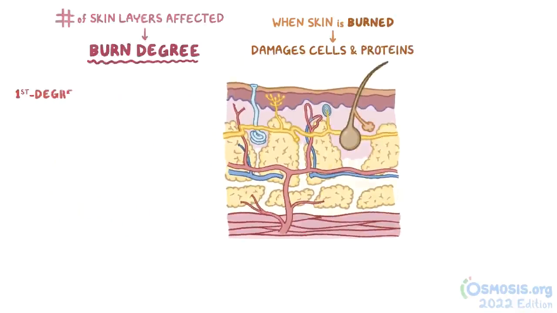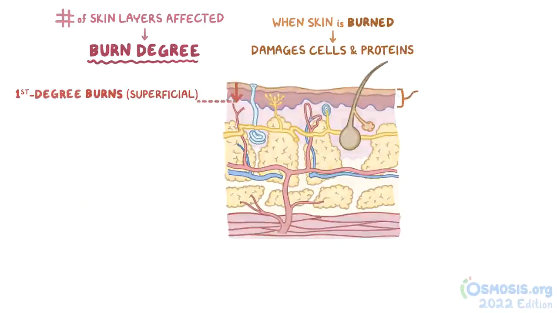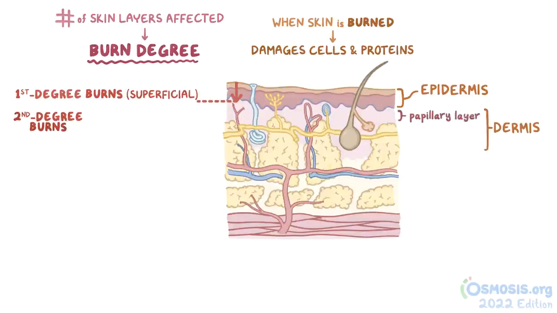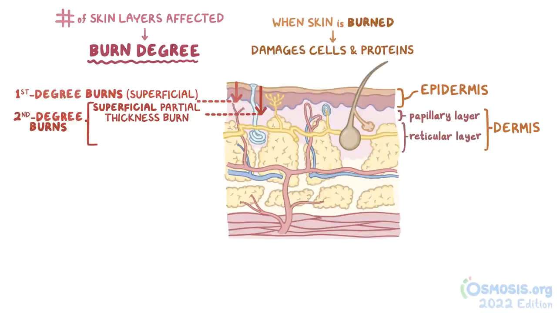So, in first-degree burns, also called superficial burns, the burn only affects the epidermis. In second-degree burns, the burn affects the epidermis and the dermis. If only the papillary layer is burned, it's considered a second-degree superficial partial thickness burn. But if the burn reaches the deeper reticular layer but doesn't extend through the entire layer, then it's considered a second-degree deep partial thickness burn.